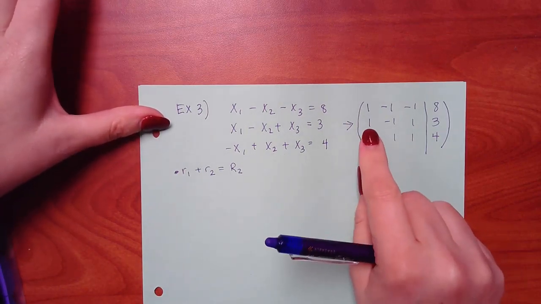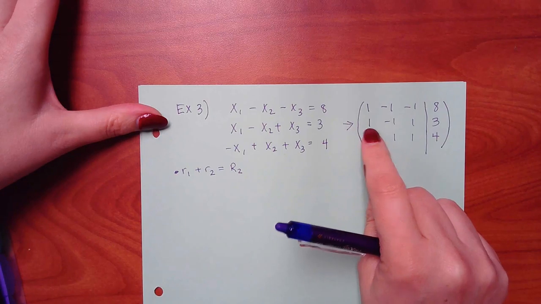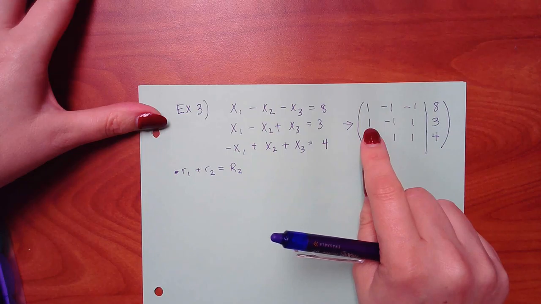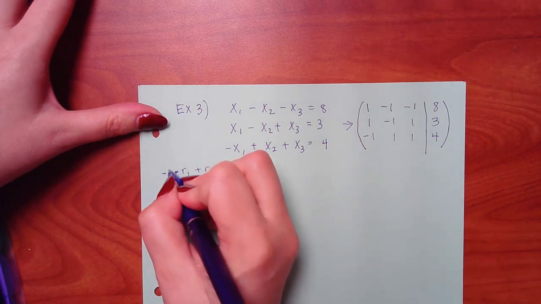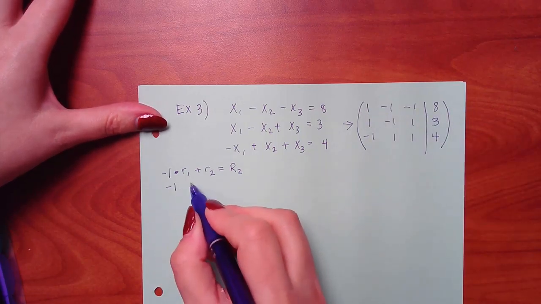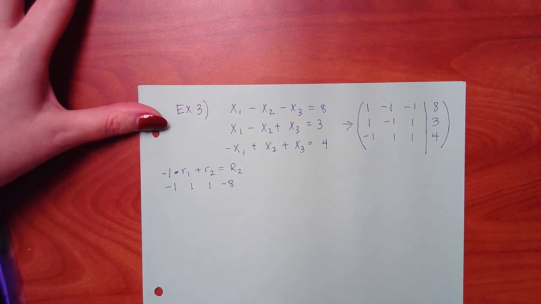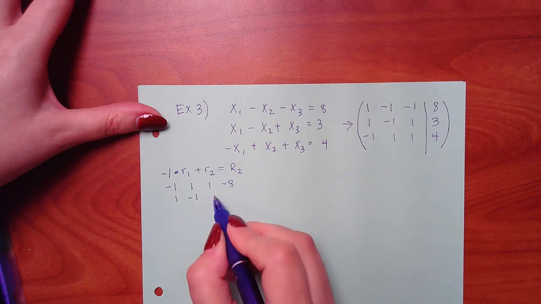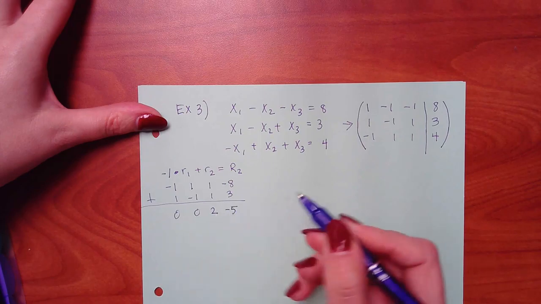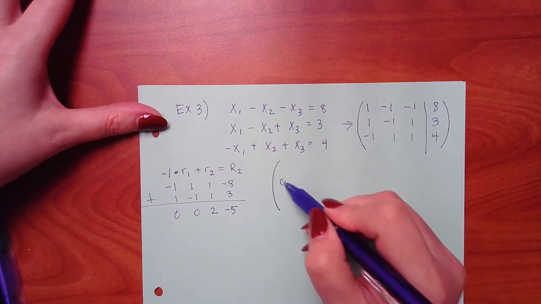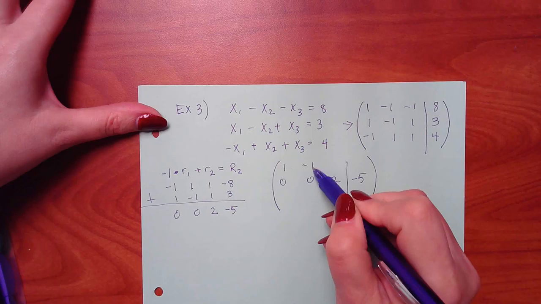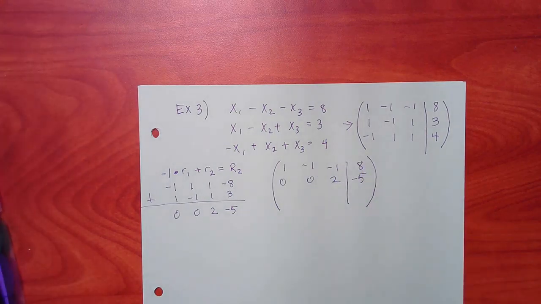Okay, what do I need? If this is a 1, what do I need to make it a 0? I need to add what? A negative 1. So that means this number here needs to be a negative 1. So if I multiply all these guys by a negative 1, those are going to turn positive and that one will turn negative. Put row 2 underneath it and combine. So row 2 is going to become 0, 0, 2, and negative 5. Row 1 you should not be changing because it has the 1 where it's supposed to be.